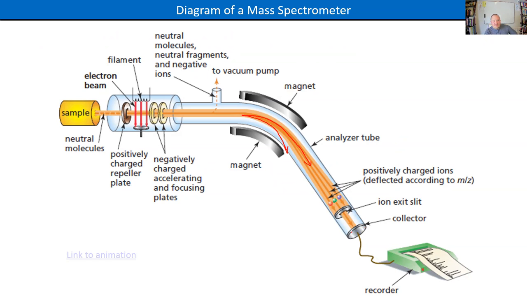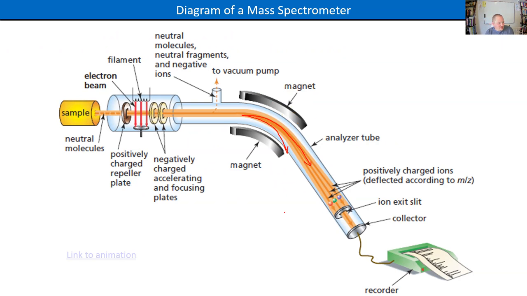And so all we're measuring at the end is how much stuff is hitting the collector. But by tying that to how strong the magnetic field is when stuff is hitting, we can actually get an idea. So, okay, when the magnetic field was this strong, I got a peak, a bunch of stuff hit the collector. And then we increased it and nothing hit for a little bit. And then we hit another point where a bunch of stuff hit the collector.